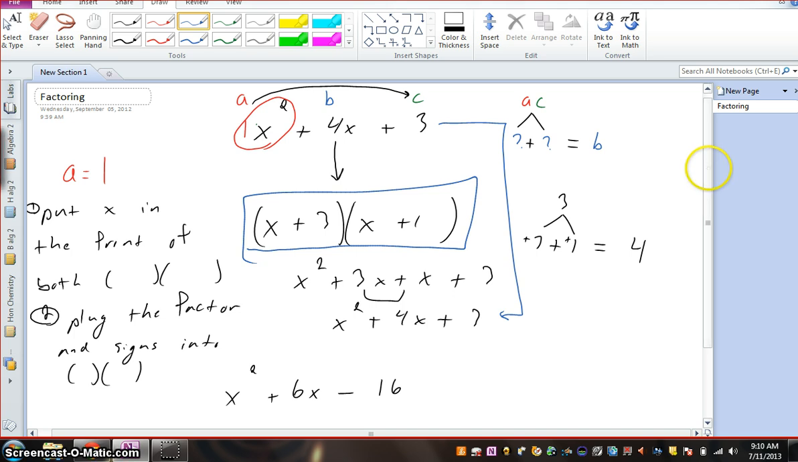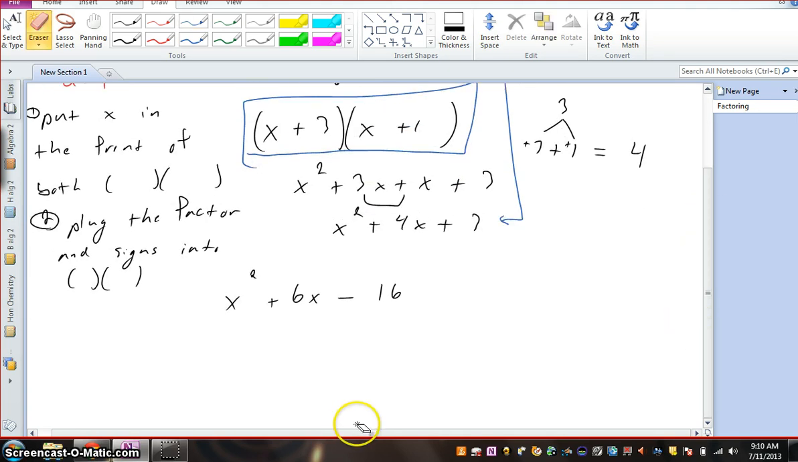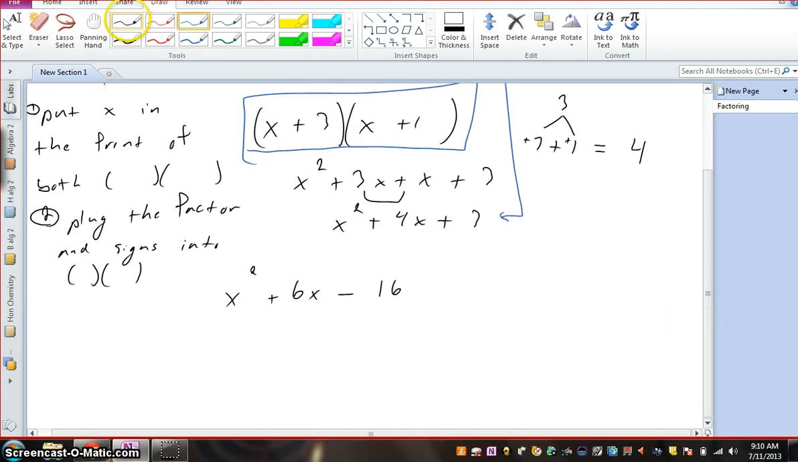All right, now let's do another one, just so you can see this one more time. So what we have here is x squared plus 6x minus 16. Now here's what you should notice. Again, we've got A, B, C. What you should notice is that A is an understood 1. When A is an understood 1, use the method I just showed you. It's the easiest method of them all. Well, maybe the second easiest.